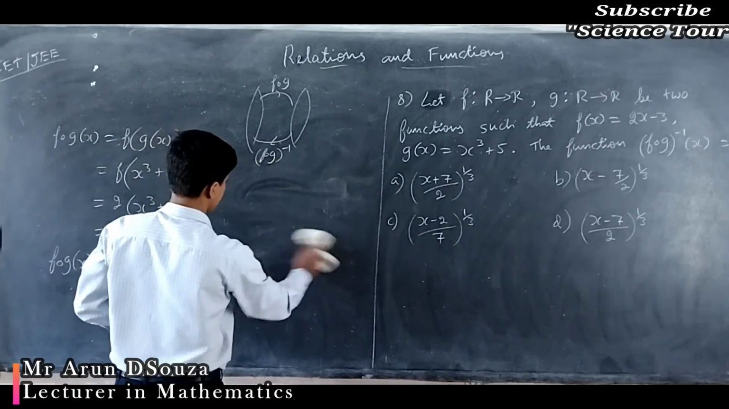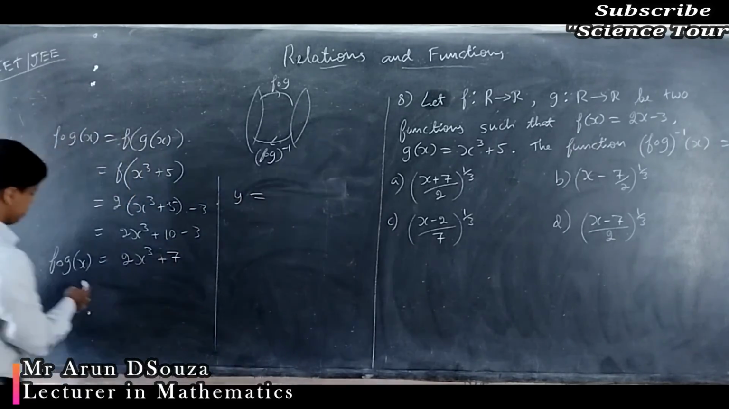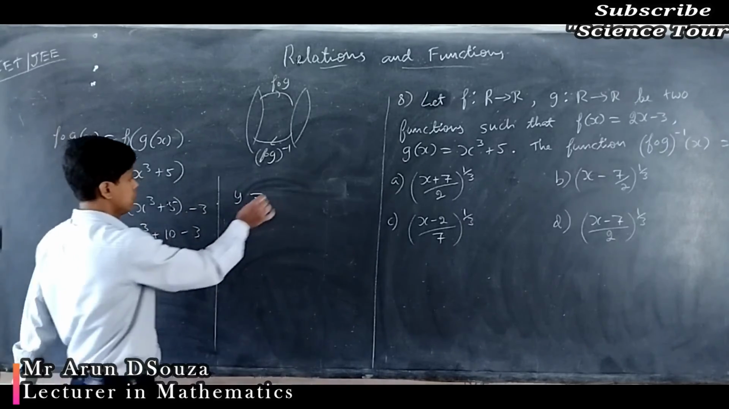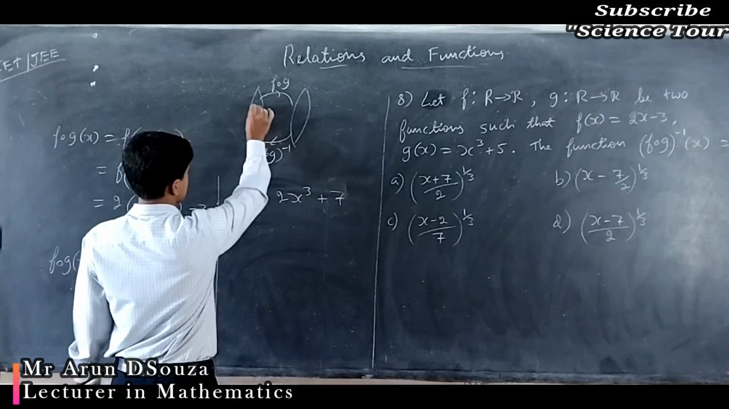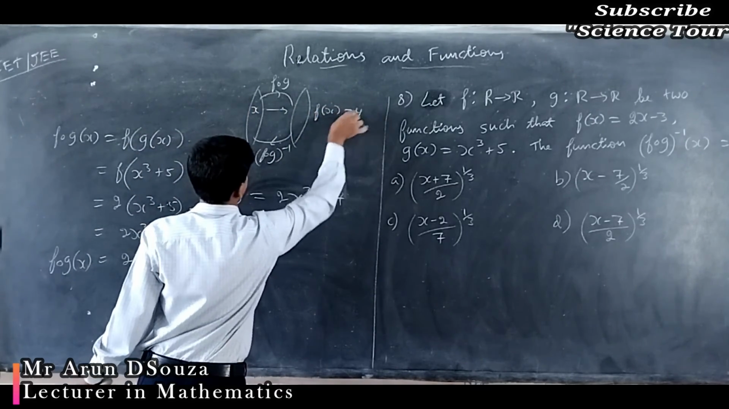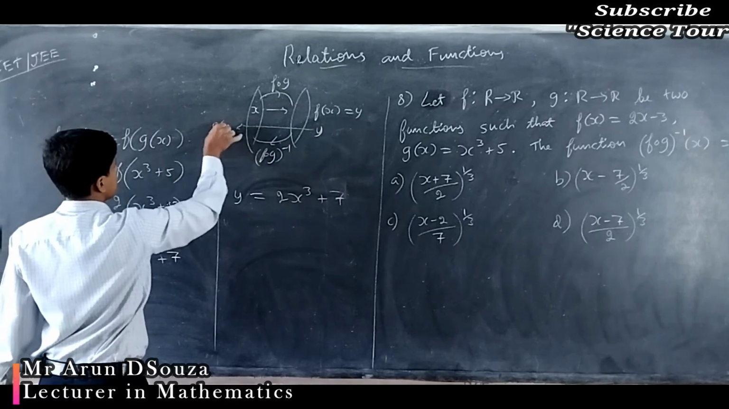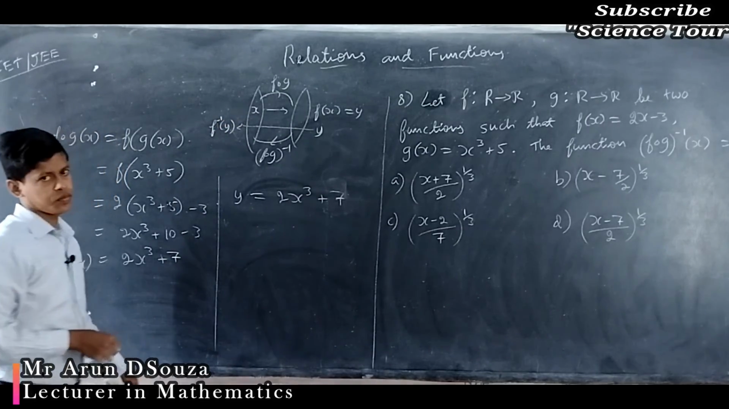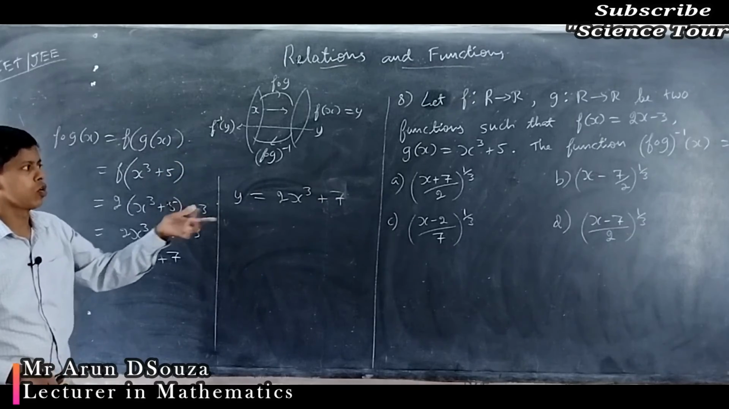Now from f of g of x, we need to find the inverse. So how are you going to do that? Take it as y, consider this as y, and get x in terms of y. That's it. So x goes to f of x, that is nothing but y. So y, when it comes back, that will be g of y or f inverse of y. So you can find f inverse of x also.